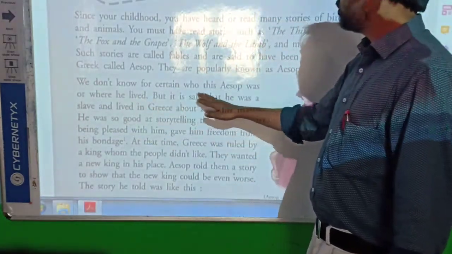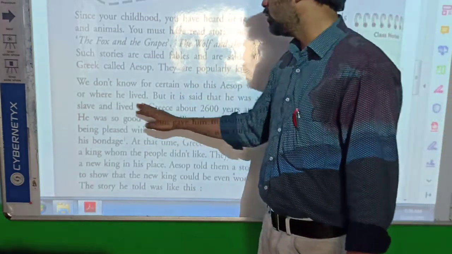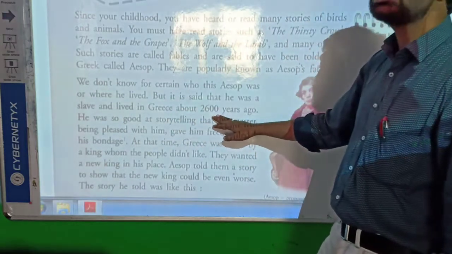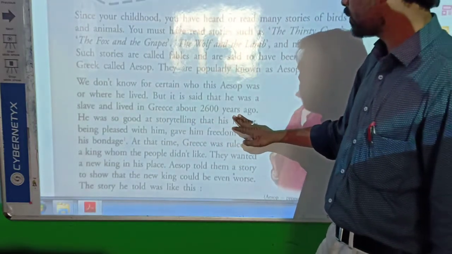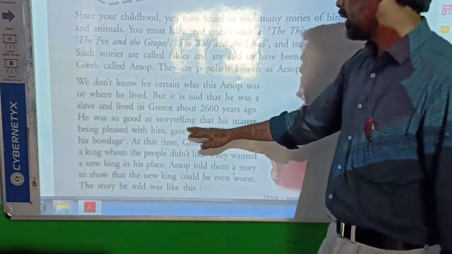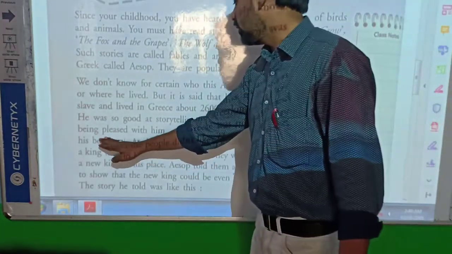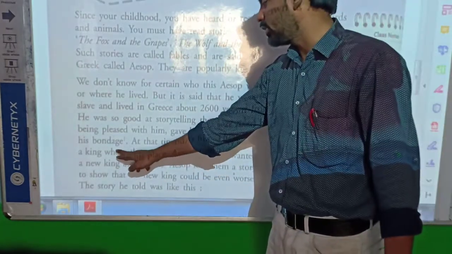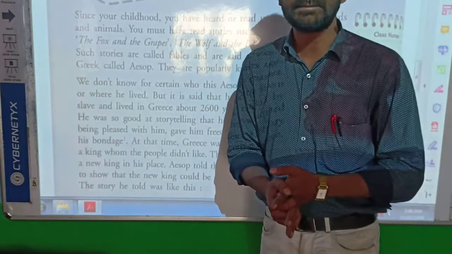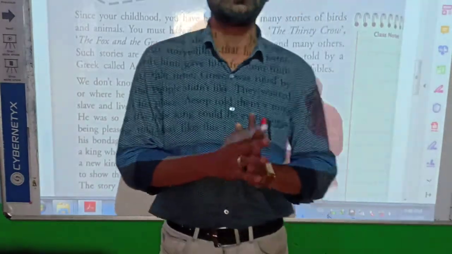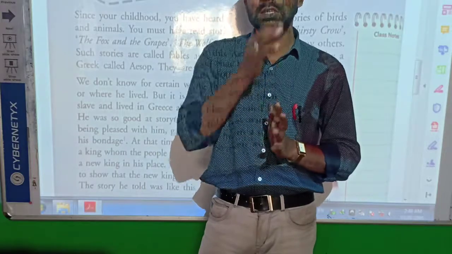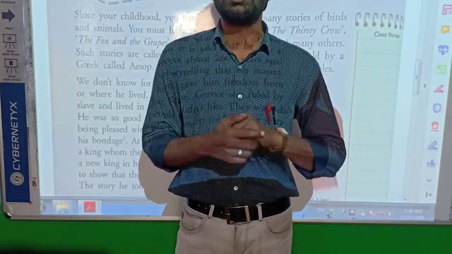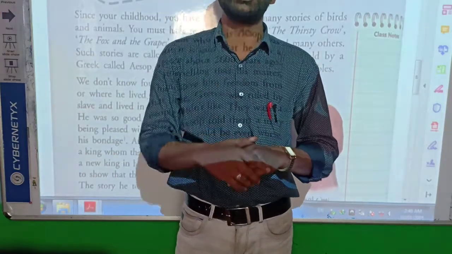We don't know for certain who this Aesop was or where he lived, but it is said that he was a slave and lived in Greece about 2600 years ago. He was so good at storytelling that his master, being pleased with him, gave him freedom from his bondage. So what is said here? Actually, we don't know who Aesop was, but it is said that he was a Greek person. About 2600 years ago he lived.